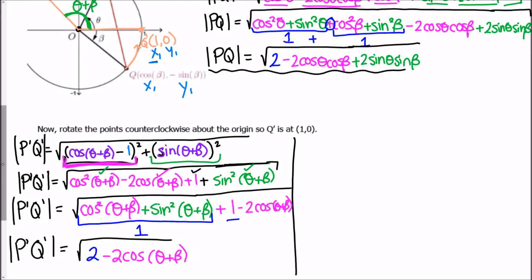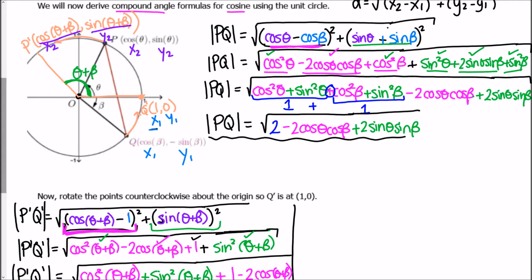Okay, now if you notice right here, PQ is this length right here, and P prime Q prime is this length right here. And because the angles are the same, I haven't changed my angles, the lengths that we have here are equal to each other. So that means that PQ is equal to P prime Q prime.